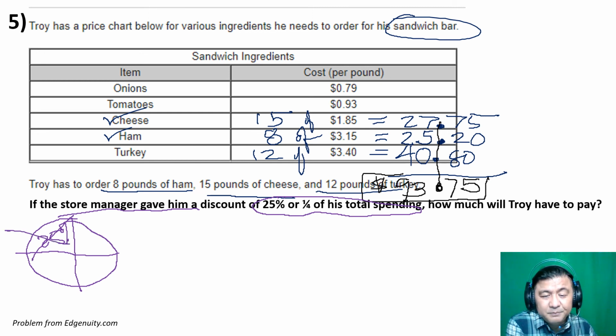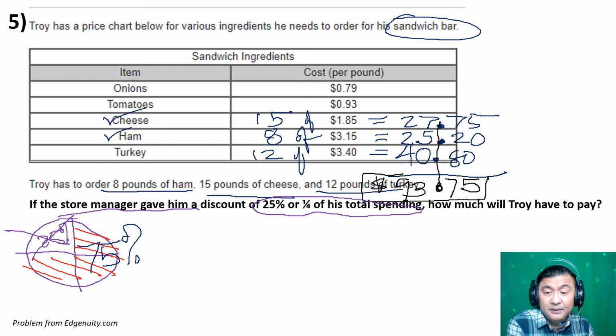So what percent are you paying? You're paying this much percent. How big is this? Tell me. Yes. How big is that? You are paying 75%. Okay. Instead of 100, I'm paying 75%. So let's solve for that.